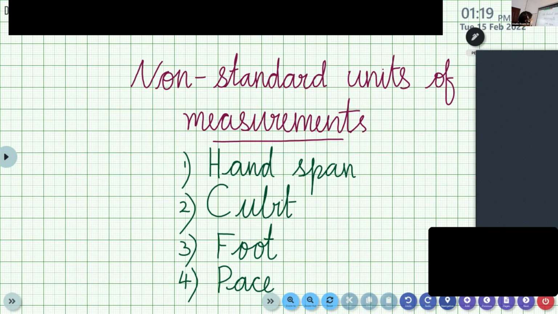Handspan. H-A-N-D, hand, S-P-A-N, span. Next one, cubit. Yes, you have to write and study. C-U-B-I-T, cubit. The third one, foot. F-O-O-T, foot.